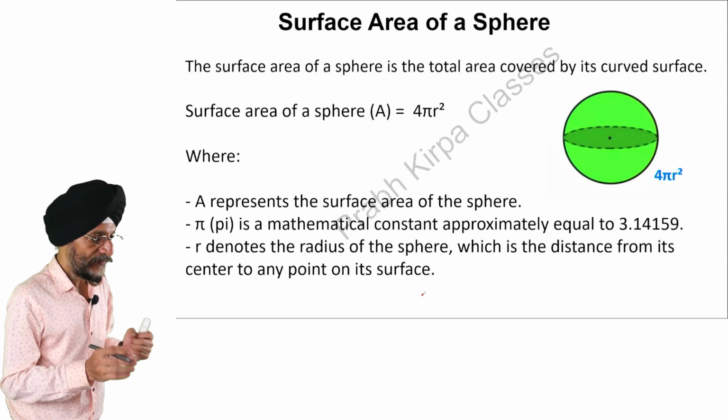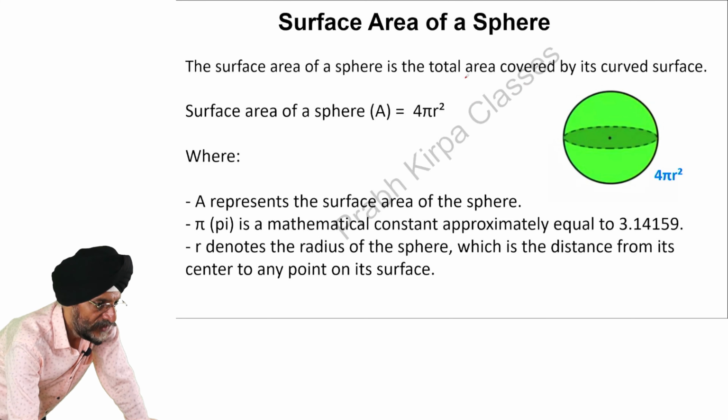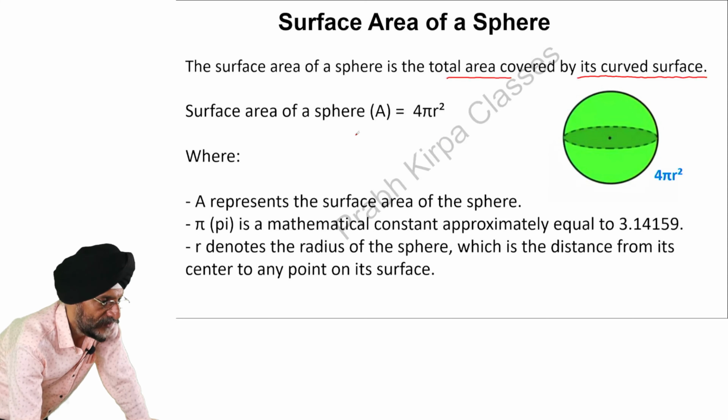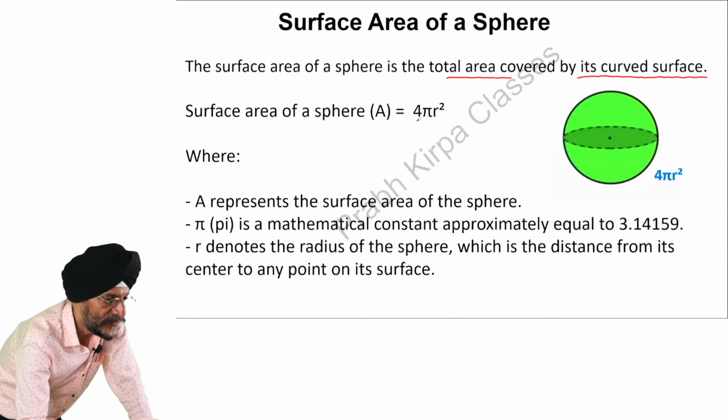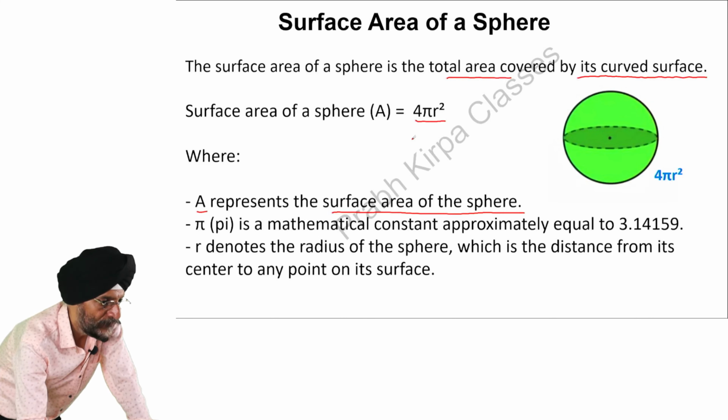Now, surface area of a sphere. Surface area of a sphere is the total area covered by its curved surface. This is the curved surface. Total area covered by its curved surface. Now, what is the formula for surface area of a sphere? It is A = 4 pi r square, where A represents the surface area of the sphere.